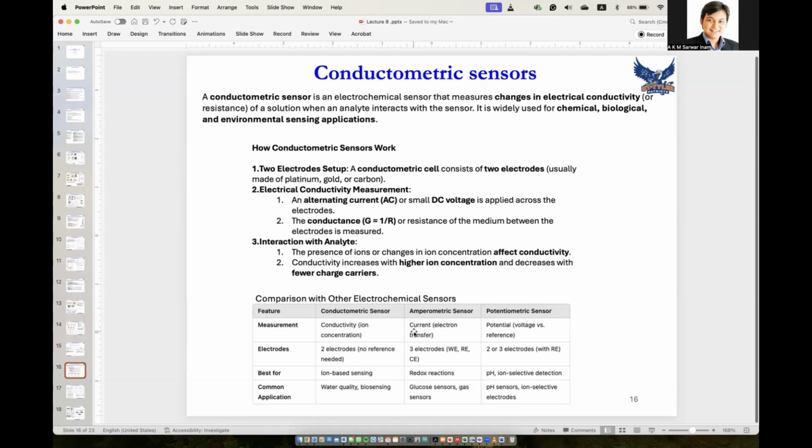And I showed you here the comparison between this conductometric sensor and amperometric or potentiometric sensors. Here you can see it is measuring conductivity. It needs two electrodes. It is mostly ion-based sensing, and common applications are water quality and biosensing.